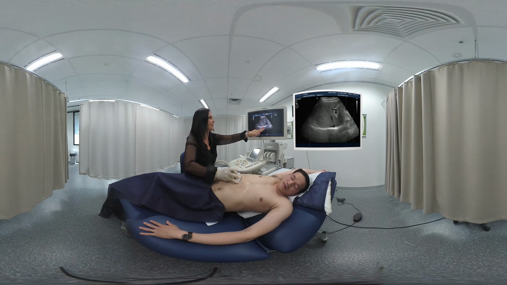So big breath in there. So having a look at the left side of the liver. Now we're in our longitudinal plane, we're scanning all the way through. Now of course you'll be learning a different scanning technique, but we're doing this in brief for our VR lesson.